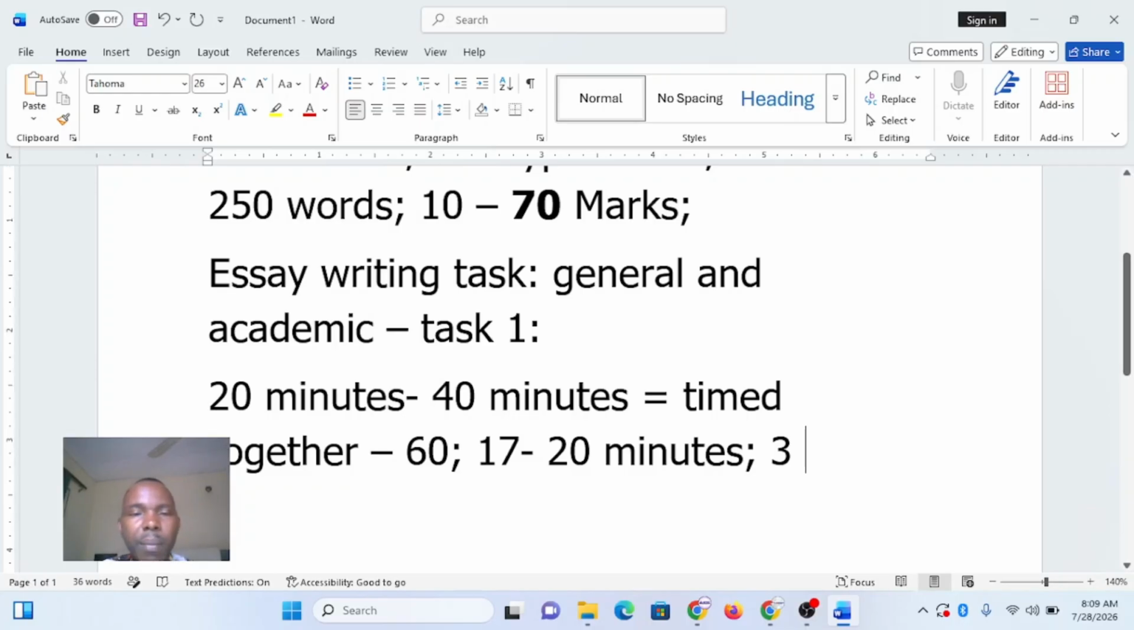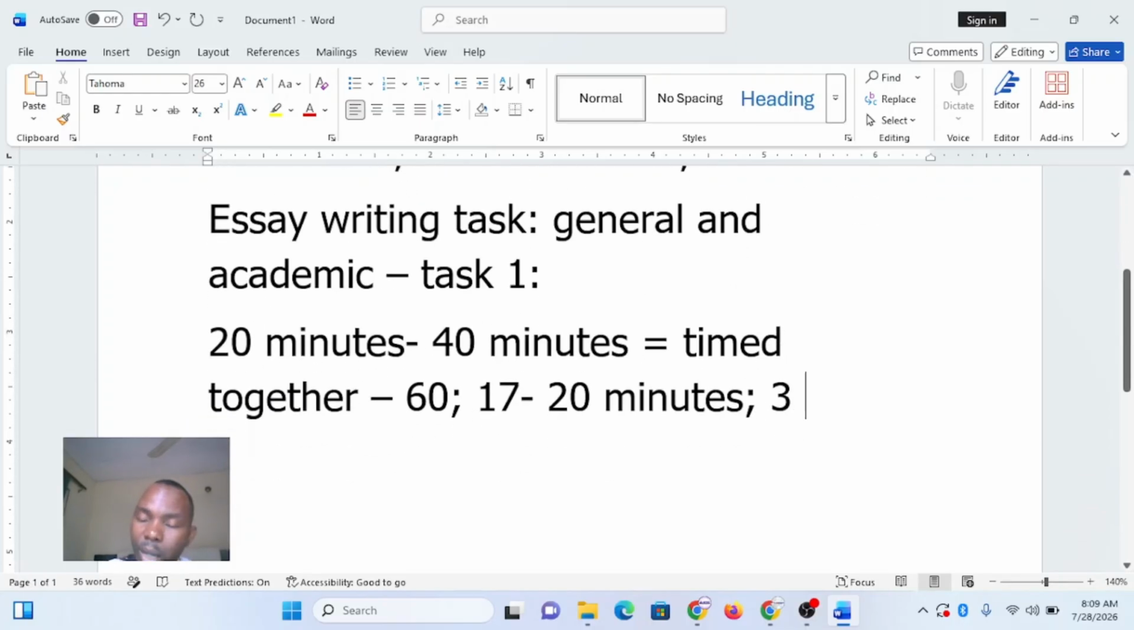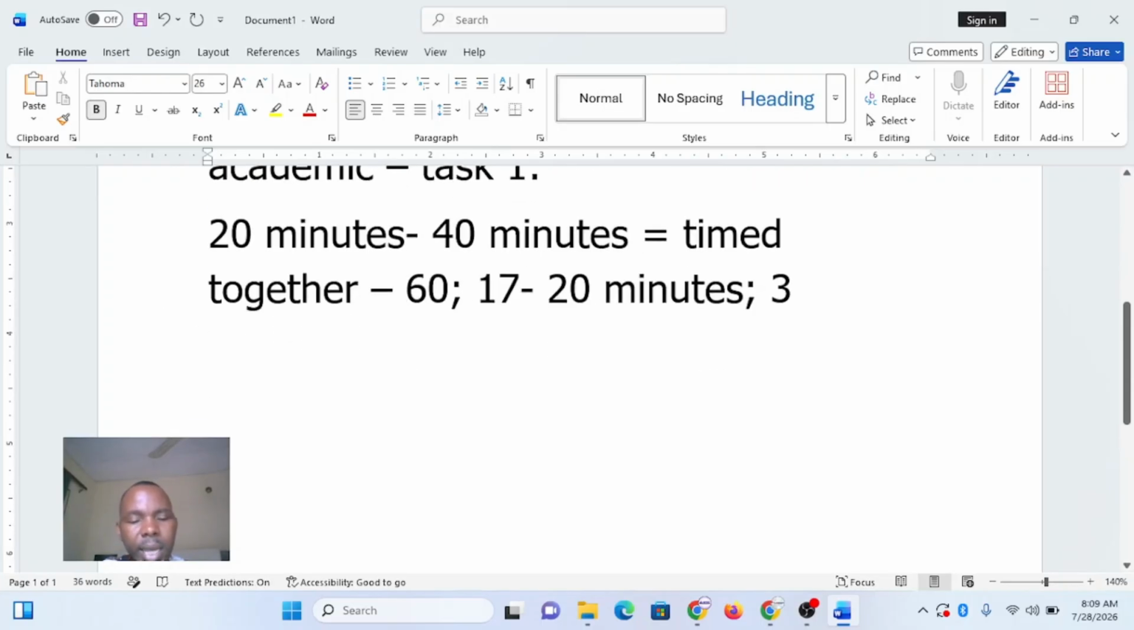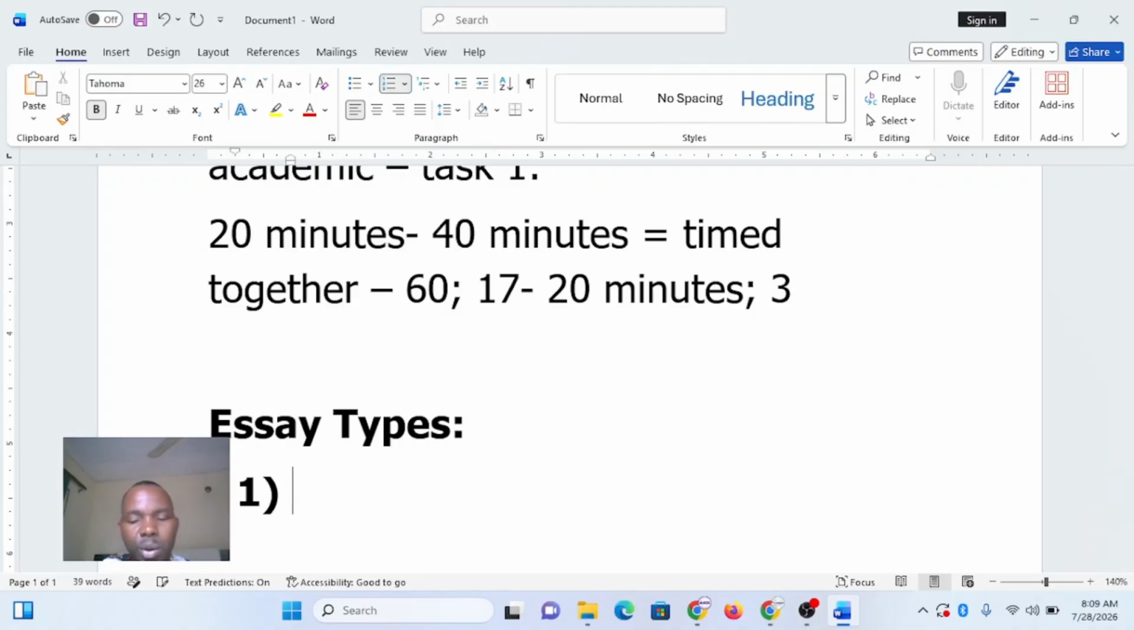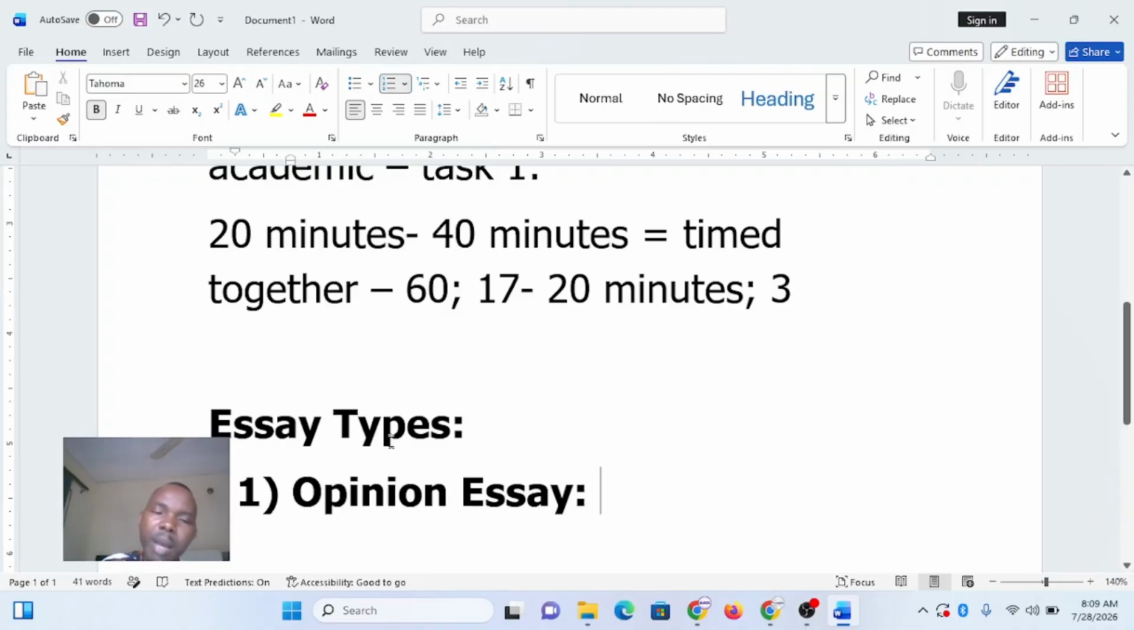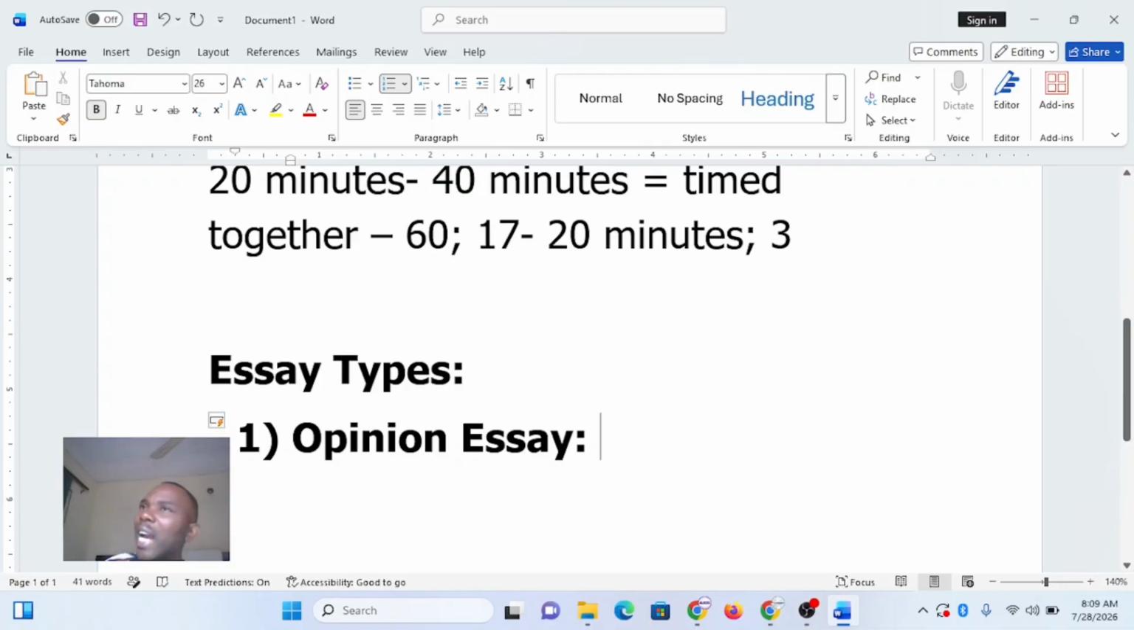Yeah. Now, the next thing you need to understand is the type of essay. Well, the essay can be grouped categorically into three types. Now, you need to understand it. The first one is the opinion essay. The first type of essay you can encounter, because it's one you are going to see at the end of the day, is the opinion essay.